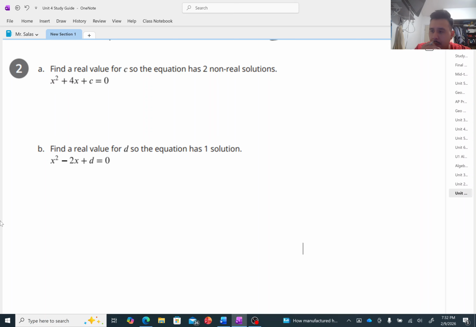So hopefully you remember that first, when we're looking at an equation, we can figure out whether it's going to have real solutions, non-real solutions, or just one solution. And the way that we do that is we got to first find or make the perfect square.